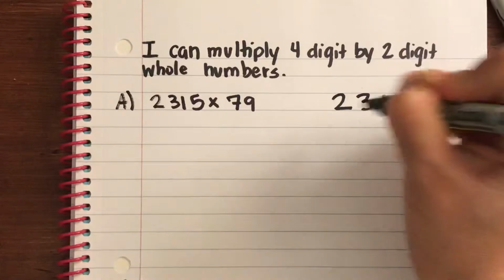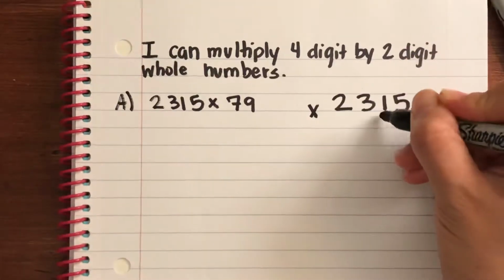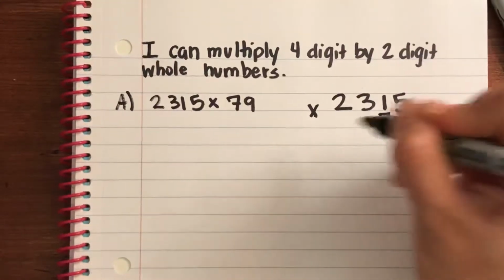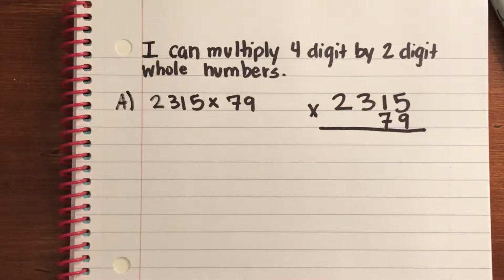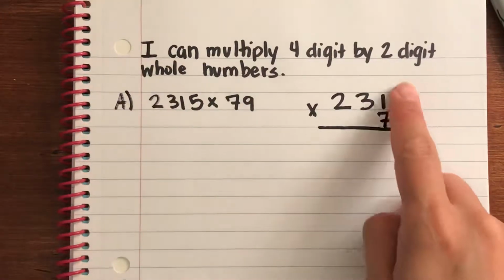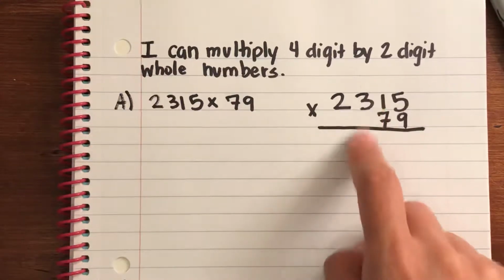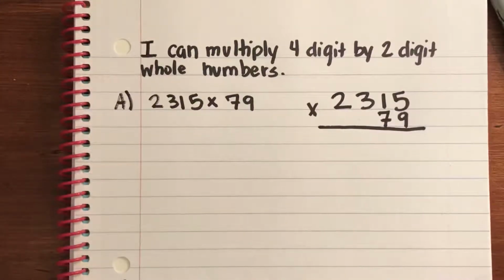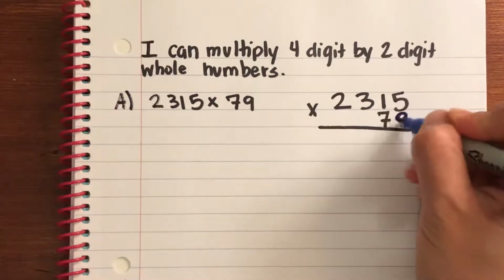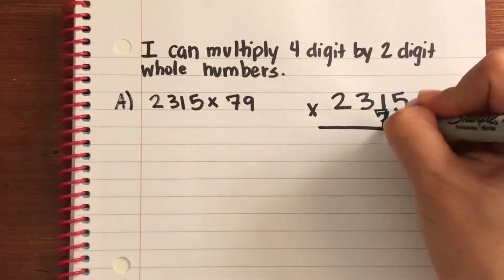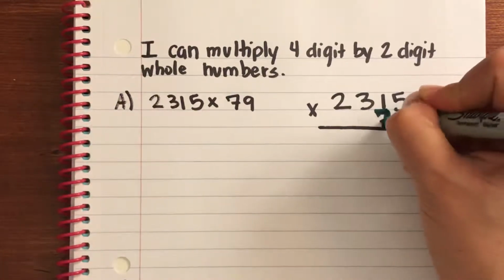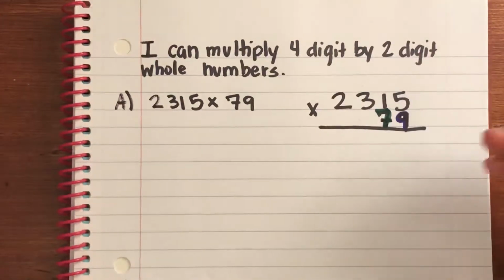So 2,315, I'm going to rewrite it to set it up so I can solve it in standard form, in standard algorithm. And as you noticed, I lined up my numbers. So the ones are lined up, the tens, hundreds, and thousands. All right, so let's go ahead and get started. I'm going to rewrite this 9 to be blue. I'm going to rewrite the 7 to be green so we can see where their products are coming from when we write out our problem.